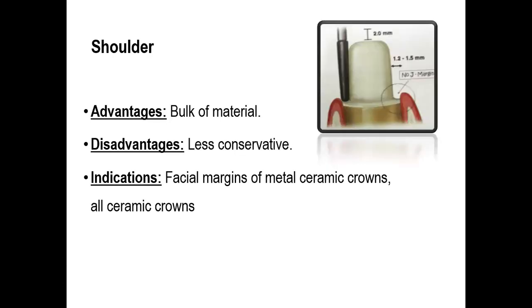Next is shoulder. Here, the surface angle is 90 degrees. That is, more tooth surface is removed here. The bur used is a flat-ended tapered diamond bur. Advantages: bulk of the material. Disadvantages: it is less conservative. It is indicated in facial margins of metal ceramic crowns or all ceramic crowns.